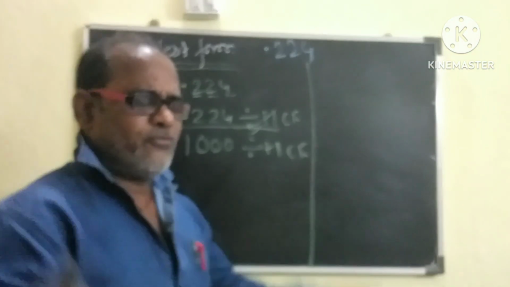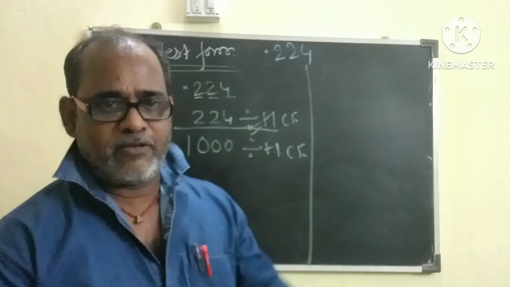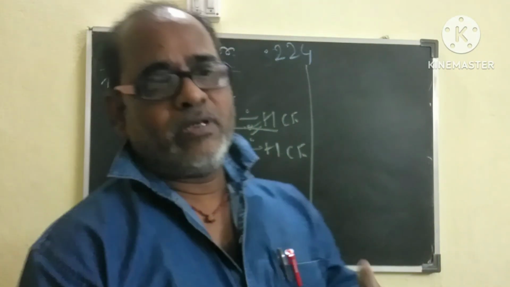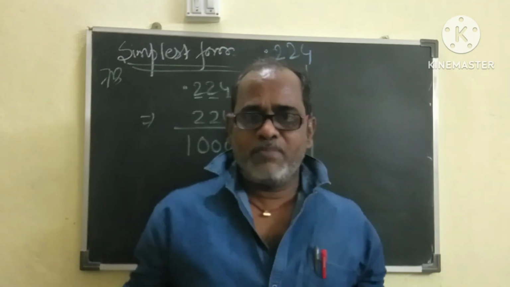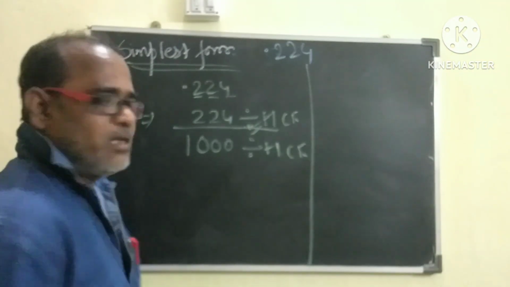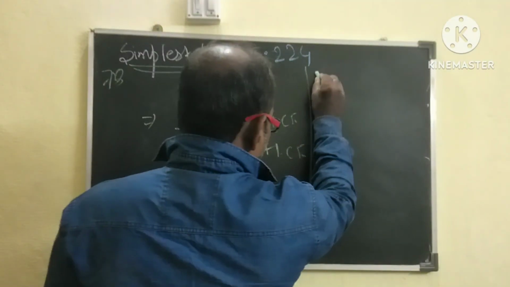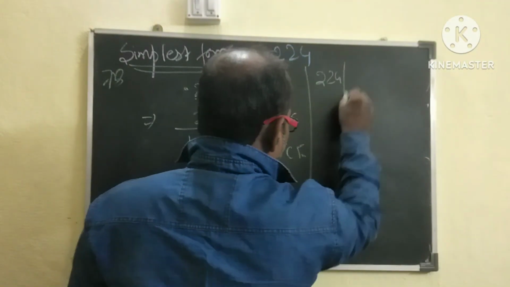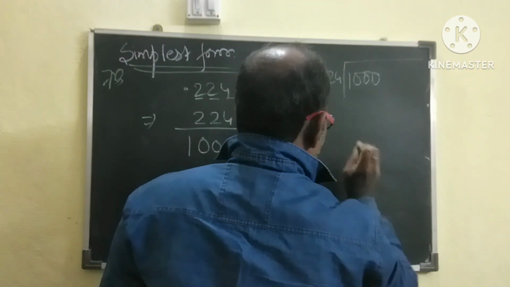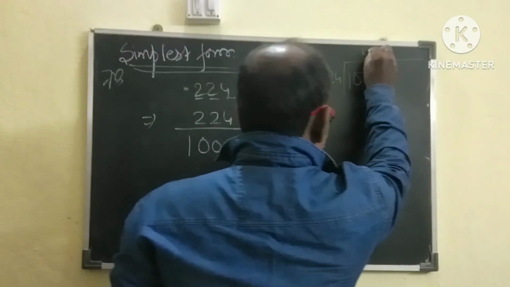There are a lot of formulas and a lot of tactics to find the HCF. But what I feel is that the long division method is the simplest and the safest method. Let us go with the long division method. What you have to do is divide this and this. Now you have to divide 1000 by 224. So it goes 4 times.